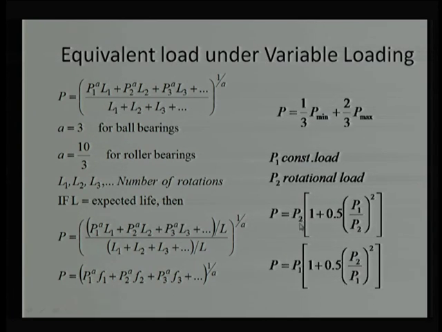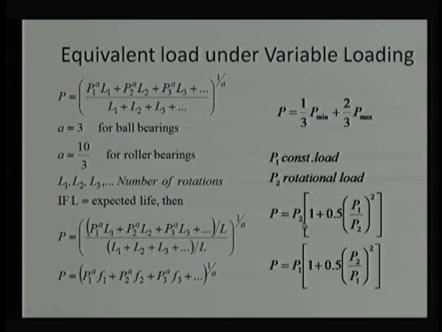This relation shows here P is equal to P2 times 1 plus 0.5 in bracket P1 by P2, square of that. Similarly, in the second, P is equal to P1 times 1 plus 0.5 P2 by P1, square of that. The question comes, when should I use this relation? This is only for the situation where P1 is a constant load and P2 is a rotational load. Again, these are curve-fit equations. There is no complete science behind that. It has been based on experience.